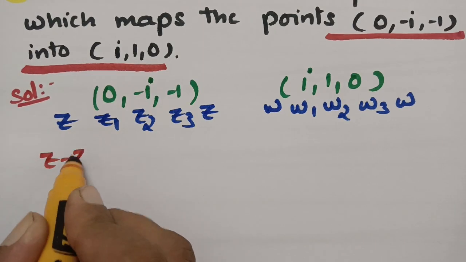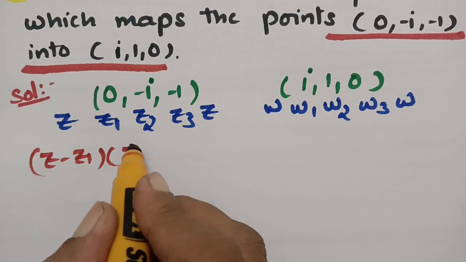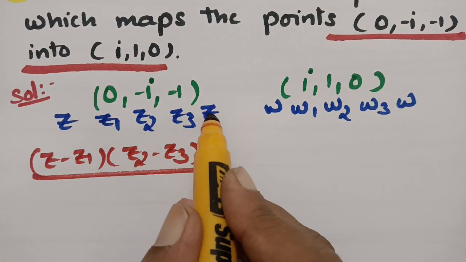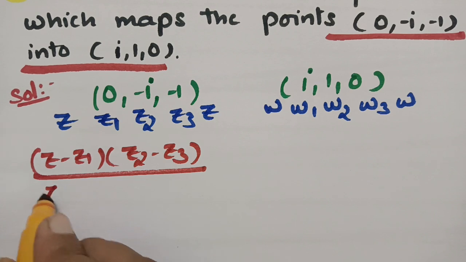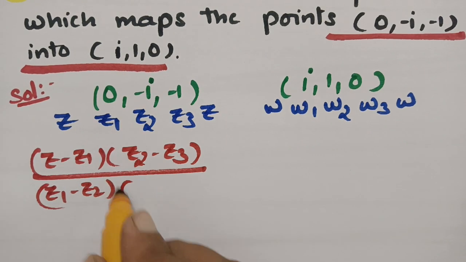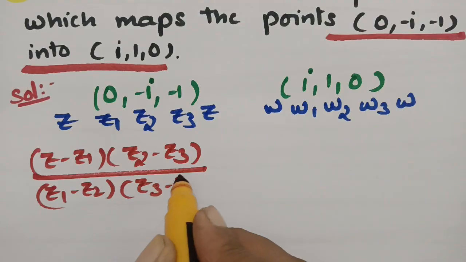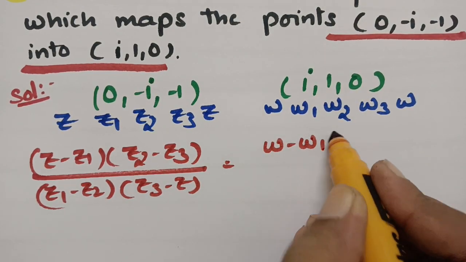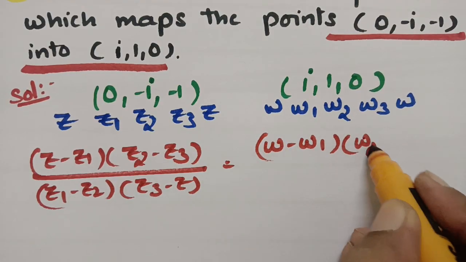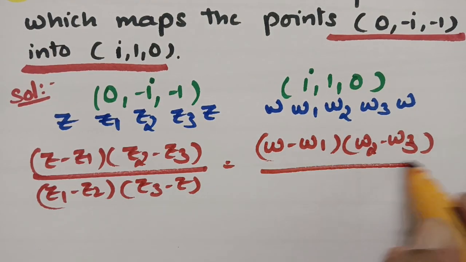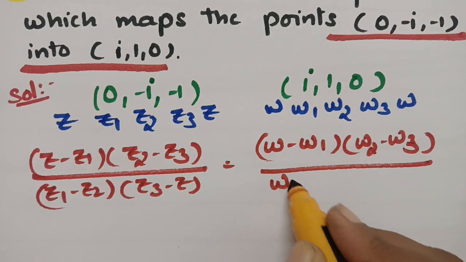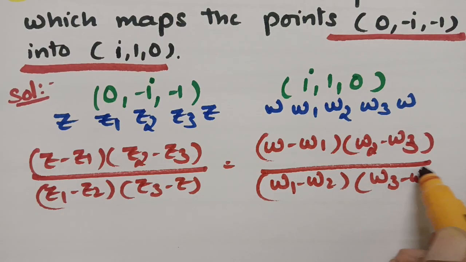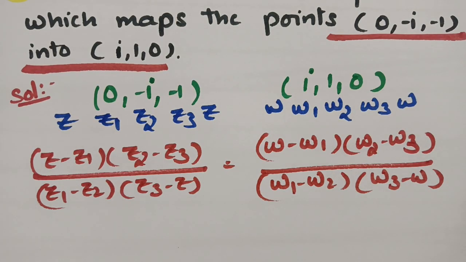That is (Z minus Z1)(Z2 minus Z3) divided by, we have to take the 4 points here, (Z1 minus Z2), this is Z1 minus Z2, and next one, this is (Z3 minus Z). So here if I take 4 points, this is (W minus W1), and next one, this is (W2 minus W3), and next we have to take the 4 points here, that is (W1 minus W2), and next one here (W3 minus W). Now I am going to substitute all the values here.